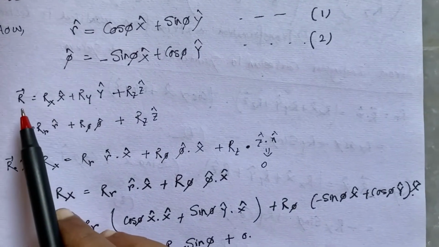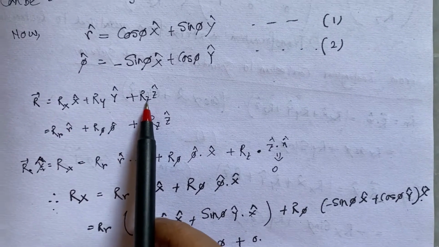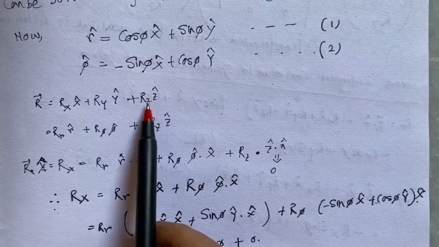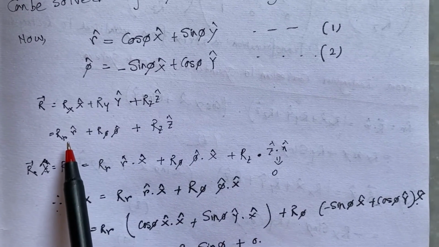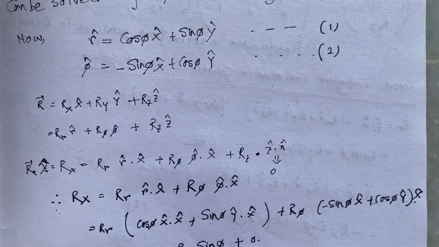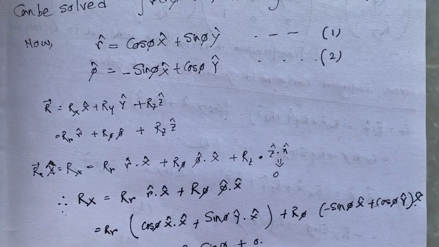I have an arbitrary vector R which has three components Rx, Ry, Rz along x, y and z direction in rectangular Cartesian coordinate system, and the corresponding components along r, phi and z direction in the cylindrical coordinates are given by Rr, R phi and Rz.